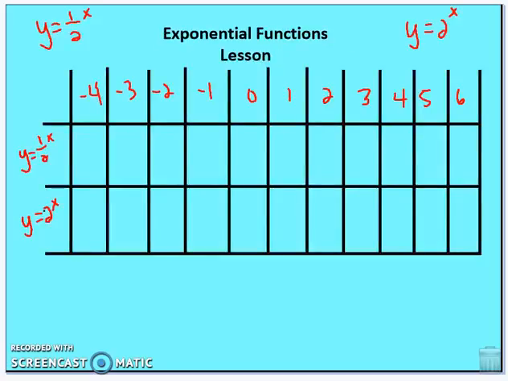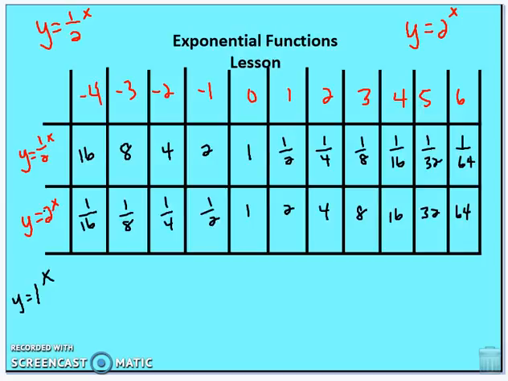Right, so the first thing that I want you to do as part of your work is evaluate and fill out this table. We have two functions, y = (1/2)^x and y = 2^x. I want you to evaluate for the values of x equal to -4 through x equal to 6 for both functions. I'm going to pause here, and then let's check your work.